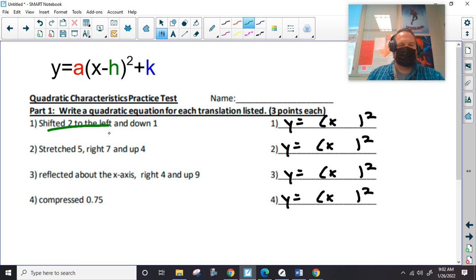All right. So shifted 2 to the left. That means this will be a +2, because if we plug in a -2 to this, it changes it. All right. Down 1, so -1. Stretched 5. Right 7. That means we're just going to put in a regular 7, so it's a minus. I know these are the weird ones. And then up 4.